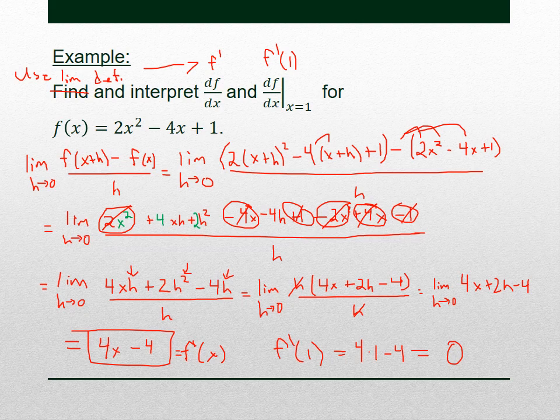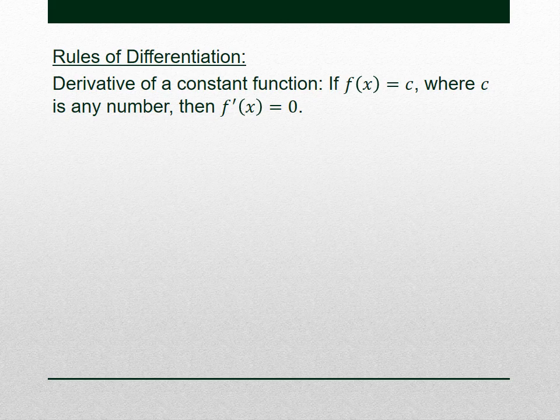So what is f prime or df dx? Plug in 1. Well, it looks like you get 4 times 1 minus 4. That's 4 minus 4, which is 0. So f prime of 1 is 0. Okay, so now that's our limit definition of the derivative. If you're told to use the limit definition of the derivative, that's what you would do, something along those lines.